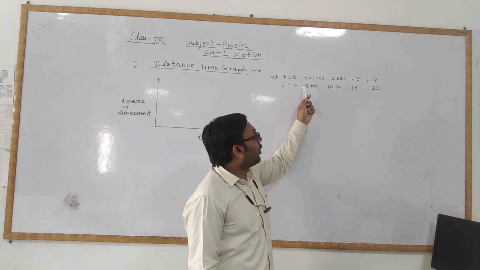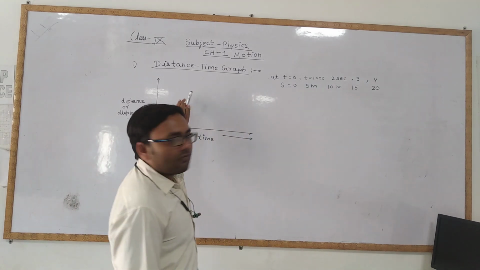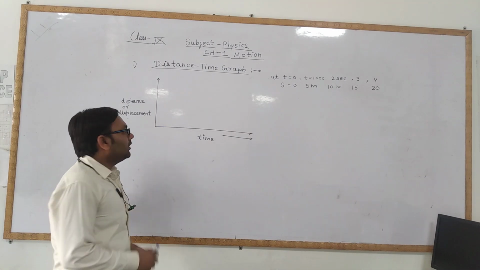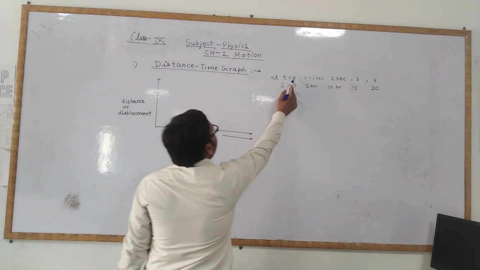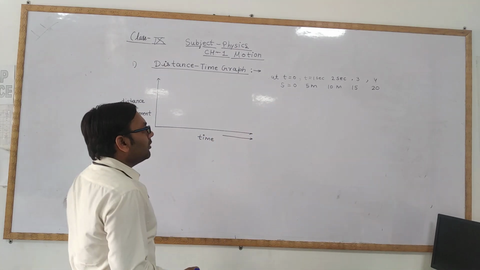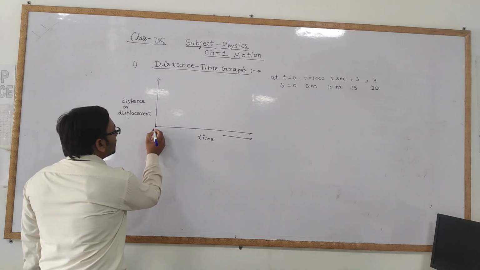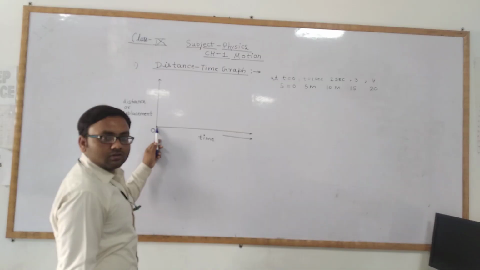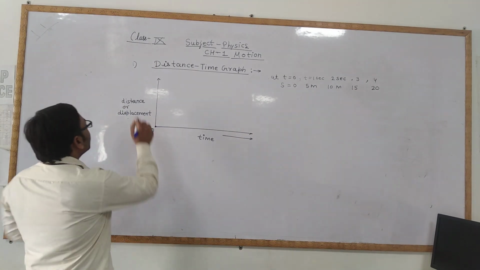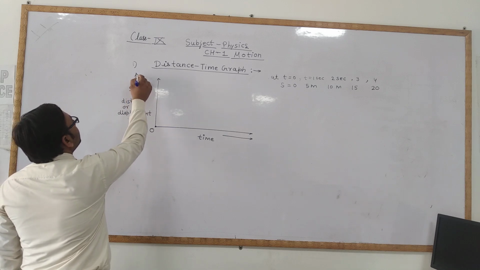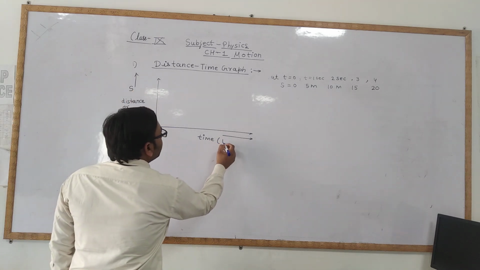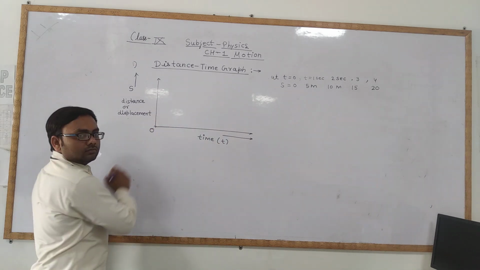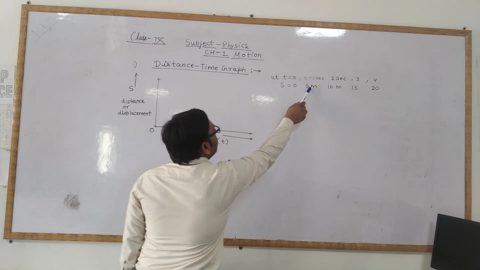Now we will describe this motion in terms of a graph, which is known as graphical representation, with the help of the distance time graph. You can see at time t equals 0, what was the displacement? 0. So we will plot a point at the origin of the graph. At this point the time was 0 and the displacement is also 0. The distance or displacement is represented by the letter s and the time is represented by t. Now at time 1 second the displacement is 5.